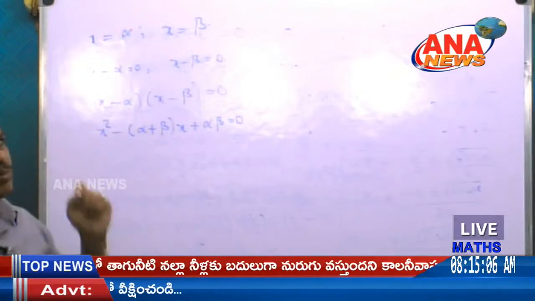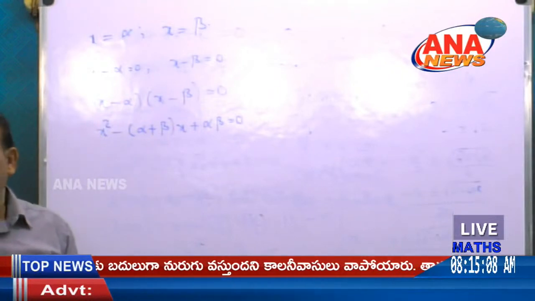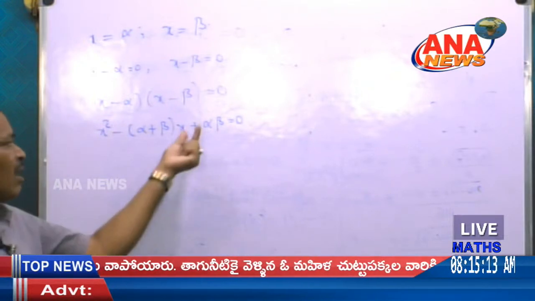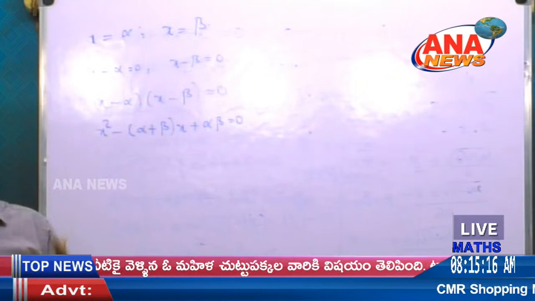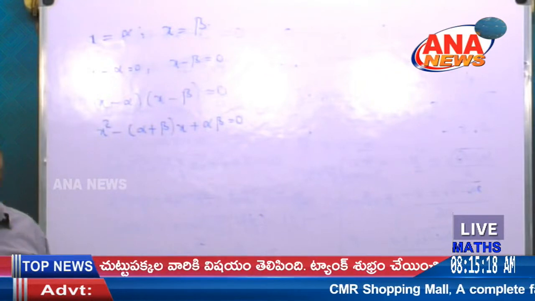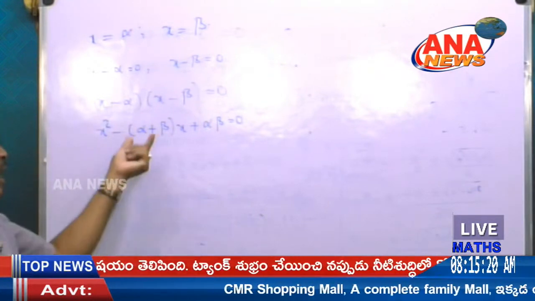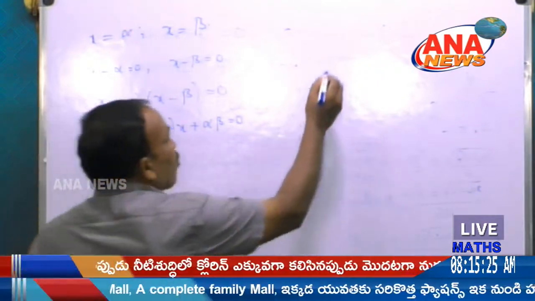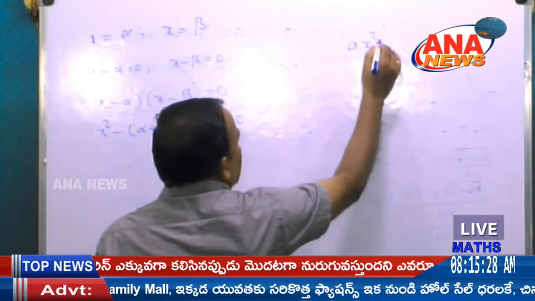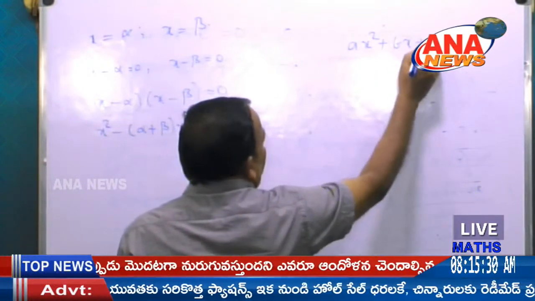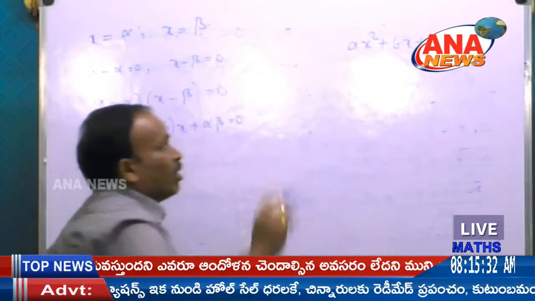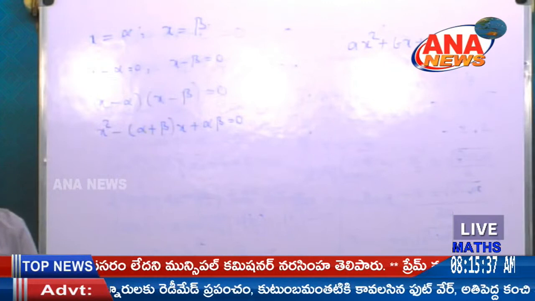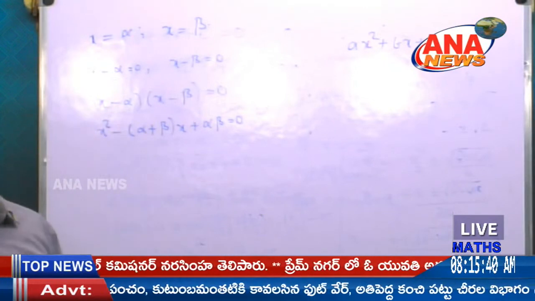See, alpha plus beta means what? Sum of the roots. Alpha beta is product of the roots. Here alpha plus beta is sum of roots, alpha beta is product of roots. What is the given quadratic? Our quadratic equation is ax square plus bx plus c is equal to 0. That is the quadratic equation.